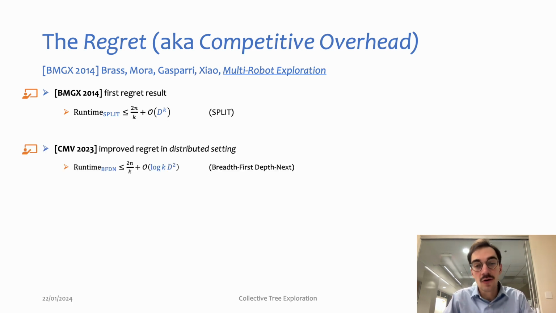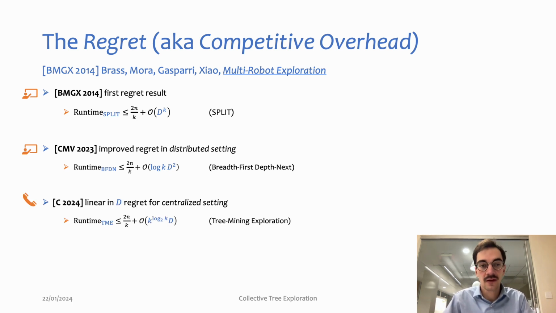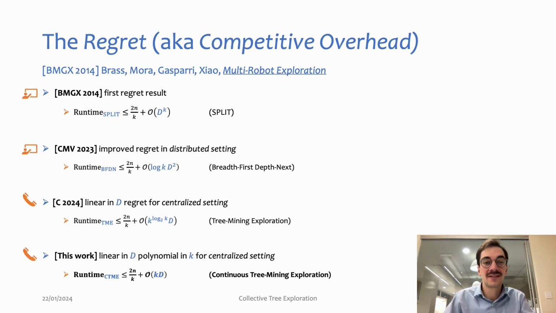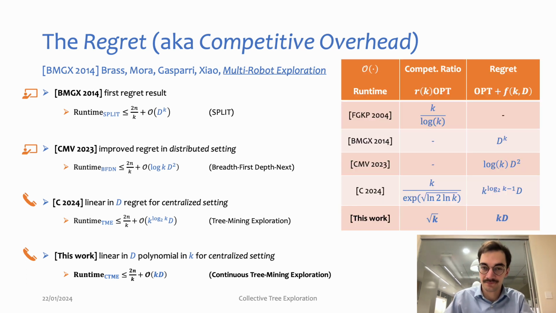With Laurent Massoulie and Laurent Viennot, we improved this regret guarantee to log k times d squared, and then I recently presented an improvement of the d squared term to a linear in d dependency, but at the cost of a much higher dependency in k that is super polynomial. This talk is also about a regret term that is in big O of kd, so it's linear both in the number of robots and in the depth.